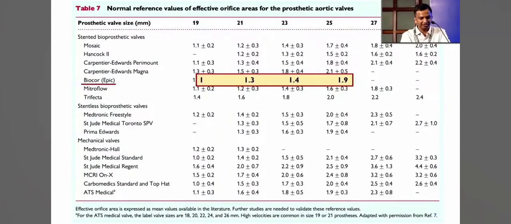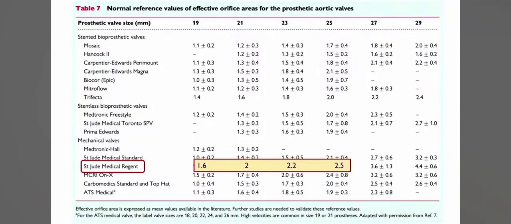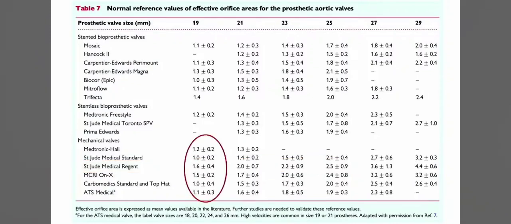Coming to mechanical valves, the St. Jude Regent is a fantastic valve at the smaller size. If you see the EOA, it's 1.6. And when you compare that to any of the other mechanical valves, it far outperforms the other valves. Similar thing in the bioprosthetic field. If you look at the size 19 valve, the Perimount valve does outperform all the other currently available bioprosthetic valves.